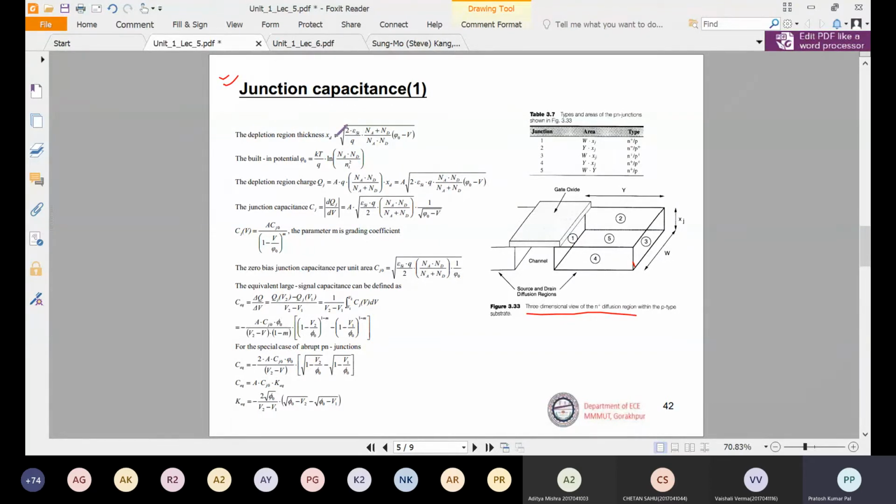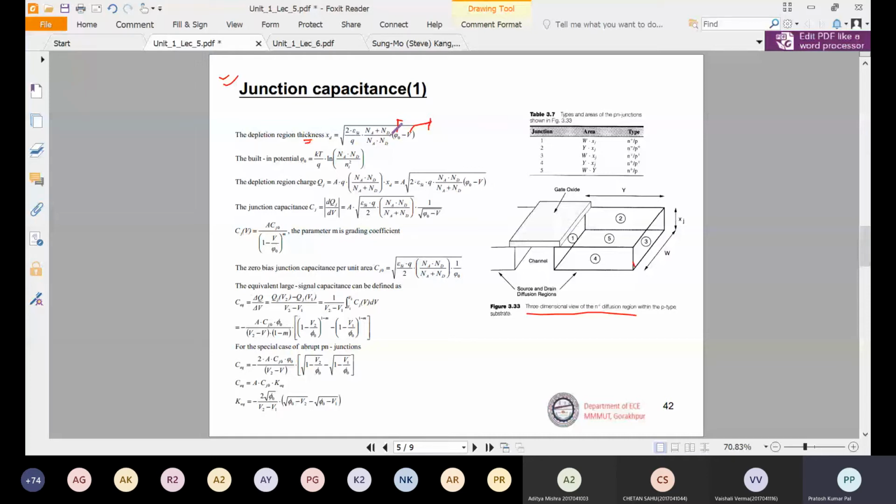In the depletion region, the thickness is given by this formula, which we already know. This is the applied voltage, and this is the built-in potential. The applied voltage is either positive or in the reverse, negative direction. If it is in the negative direction, it is added, and the depletion width will increase. If the applied voltage is positive, this value decreases, and overall the depletion region thickness will decrease. And the built-in potential is given by this formula.